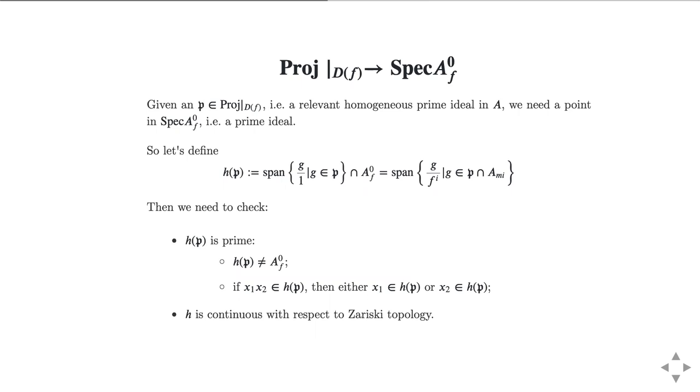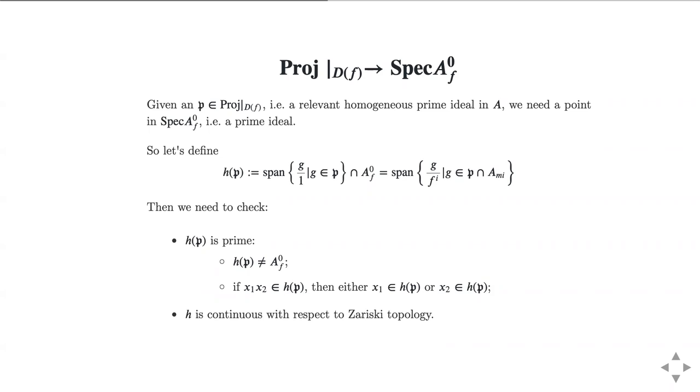So now we are constructing the forward direction of a homeomorphism. To do that, we need for every P in the Proj, of course, restricted to the basic open set, a point in the prime spectrum of the degree zero ring. That is, we will need a prime ideal in the degree zero ring. So we can define the forward direction. We send this point to the ideal spanned by G over one, and intersecting with this degree zero one. So we are taking the degree zero part of this ideal. And equivalently, we can just say the ideal spanned by the degree zero elements where the numerator is in the homogeneous prime ideal P intersecting with A_{MI}. So that means the numerator has degree M times I, and the denominator has degree M times I. So indeed we have a degree zero thing.